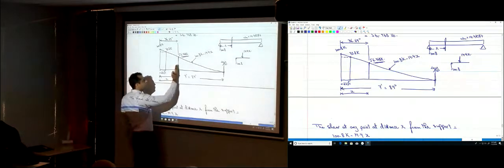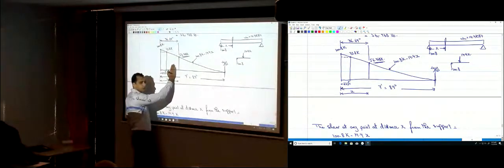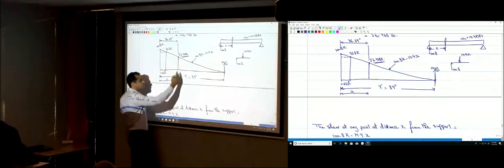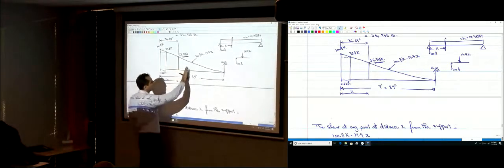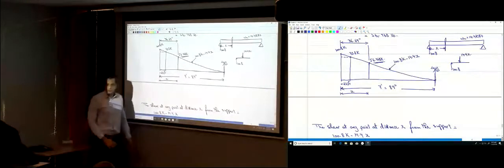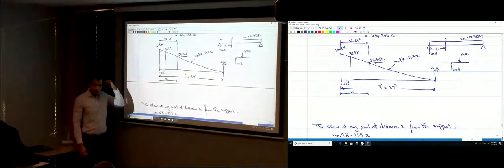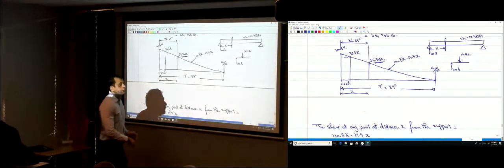If you use 9 inches of spacing here, it's not enough. The shear is larger than the capacity of the 9 inches spacing. But at any point beyond that point, you're good. You can use 9 inches spacing. Okay? If you chose 11 inches, it would just be further down.